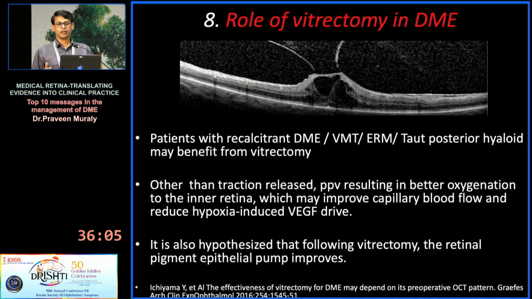When we consider surgery for patients with DME, we can go ahead when there is a VMT, ERM, or thickened posterior hyaloid. These are the main indications. The role in recalcitrant DME is doubtful. A large series which came recently shows not much advantage. Other than the traction which is released during surgery, other hypotheses are that it can help in better oxygenation to the inner retina, improve capillary blood flow, and reduce hypoxia-induced VEGF drive.